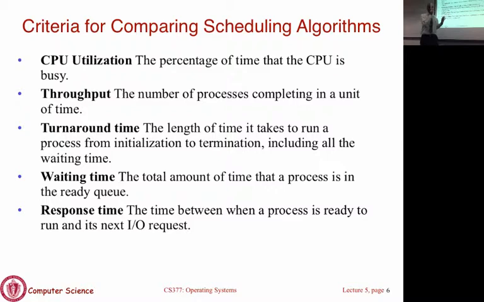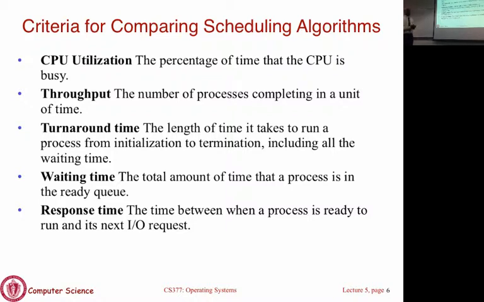Okay, so with that in mind, here are some things that we can think about when designing a scheduling policy. When deciding what process to run next, you want to think about what goals you are trying to achieve for your system. What metrics are you going to try to optimize? Metrics are just criteria.